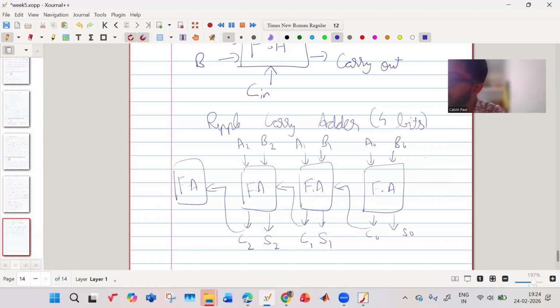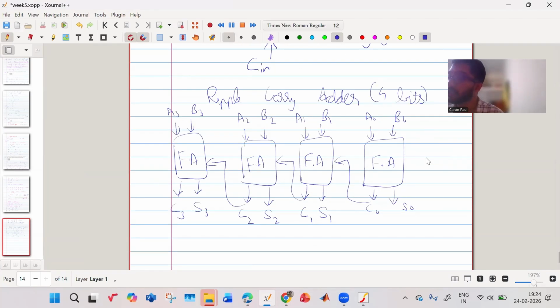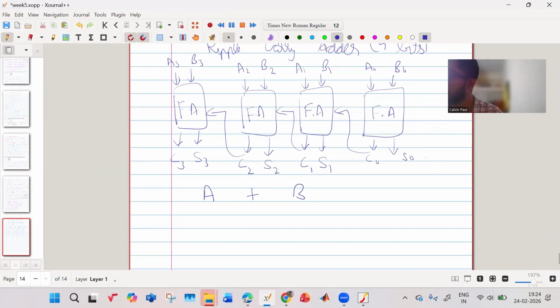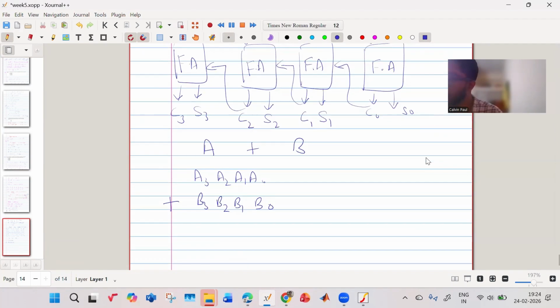And this carry 2 has to go here. This is your A3 and your B3, and this generates your sum 3 and your carry 3. So what are you doing over here? You're actually adding A plus B, okay? Where A is actually what? A3, A2, A1, A0, right? B is B3, B2, B1, B0. We are adding them. What will our output be? Our output will be S0, S1, S2, S3, and we get a generated output that is carry 3.